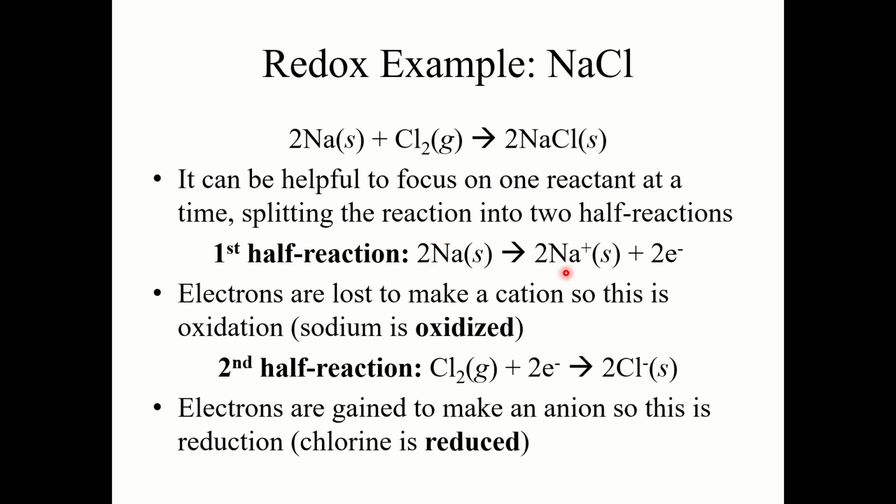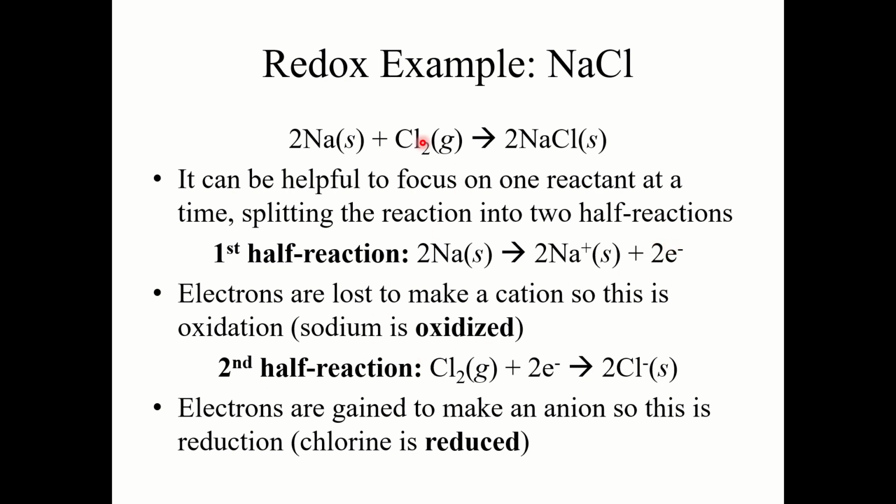Now we do need to balance this, right? Because sodium here has lost electrons. How many? It's lost 2 electrons. So we write those 2 electrons as a product. Electrons are lost to make a cation, so this is oxidation. Sodium is oxidized, so write those electrons as a product in the half reaction.